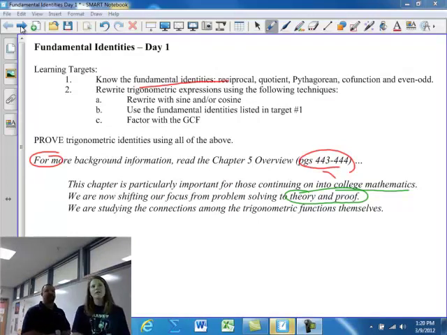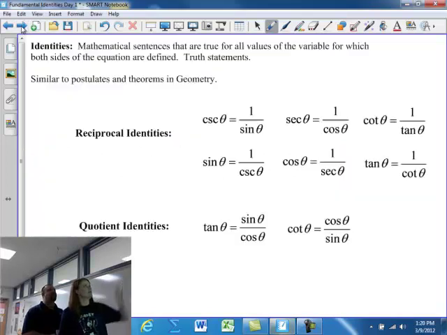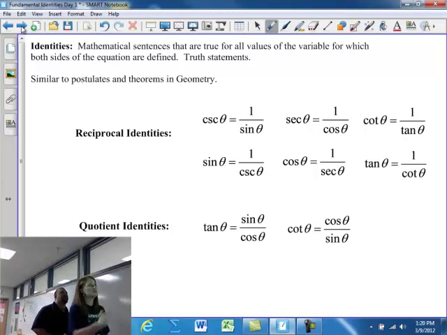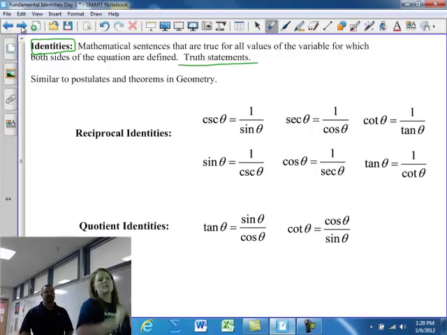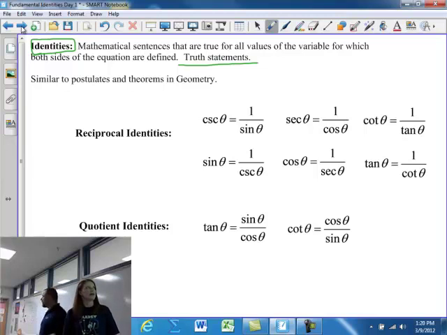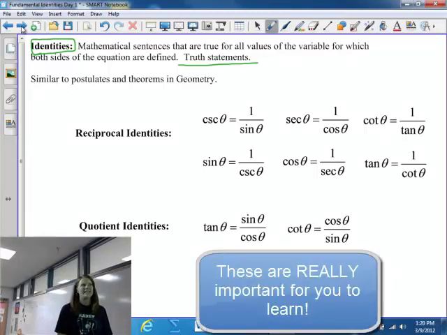We're looking at how the trig functions are related to each other. So the first thing you need to know is, what's this identity thing? Well, an identity is simply a math sentence, and it's basically a truth statement. It's true for all the values for each side of the equation. Remember geometry? We talked about postulates, we talked about theorems. Same thing, only now that we're in trig, we call them identities.